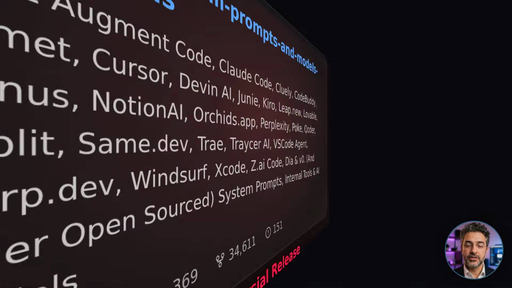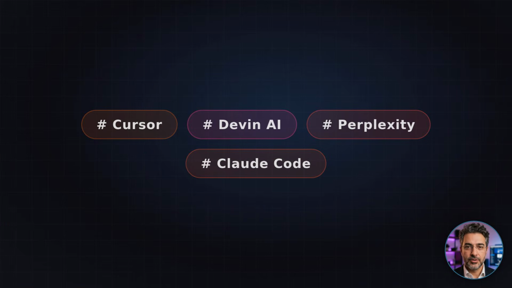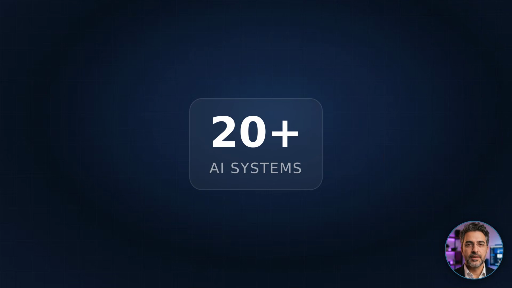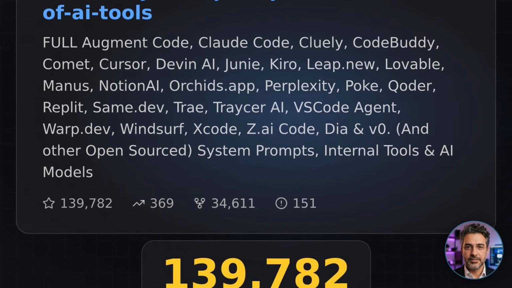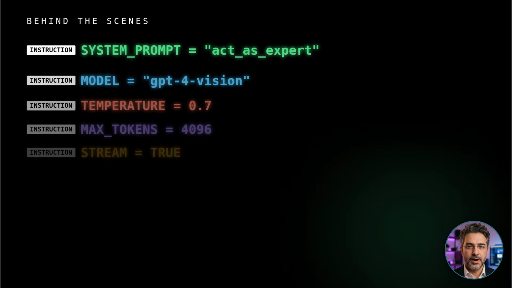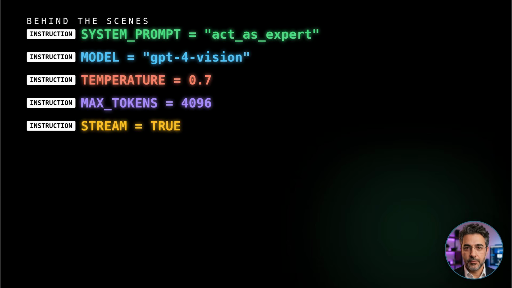This next one is a bit controversial. It's a massive collection of internal system prompts for tools like Cursor, Devin AI, Perplexity, and more than 20 others. It has nearly 140,000 stars. People are obsessed with seeing how these professional AI tools are actually instructed behind the scenes to perform so well.